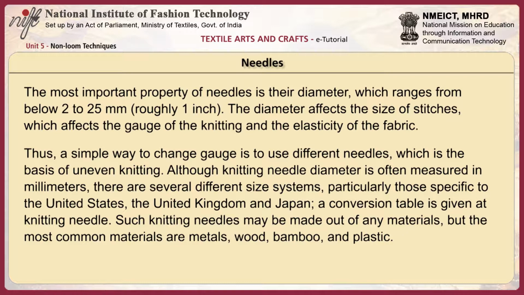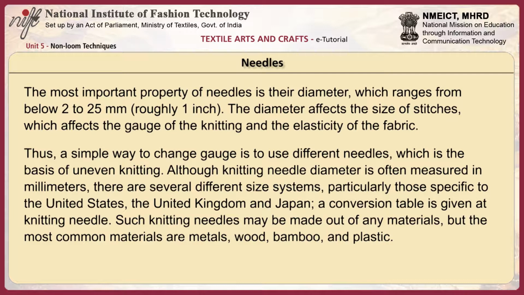Thus, a very simple way to change gauge is to use different needles, which is the basis of uneven knitting. Although knitting needle diameter is often measured in millimeters, there are several different size systems, particularly those specific to the United States, the United Kingdom, and Japan. A conversion table is given at knitting needle.